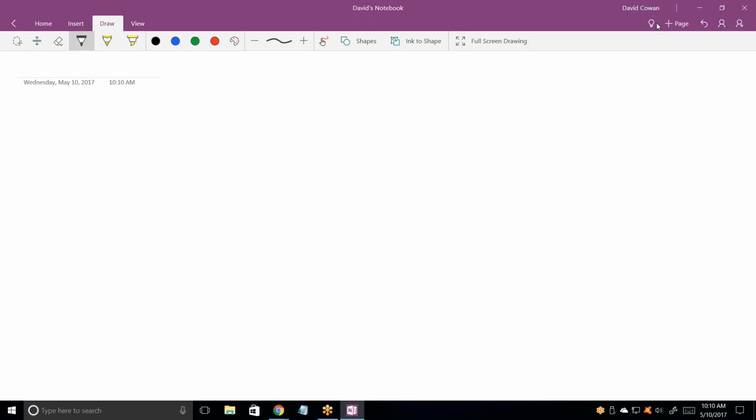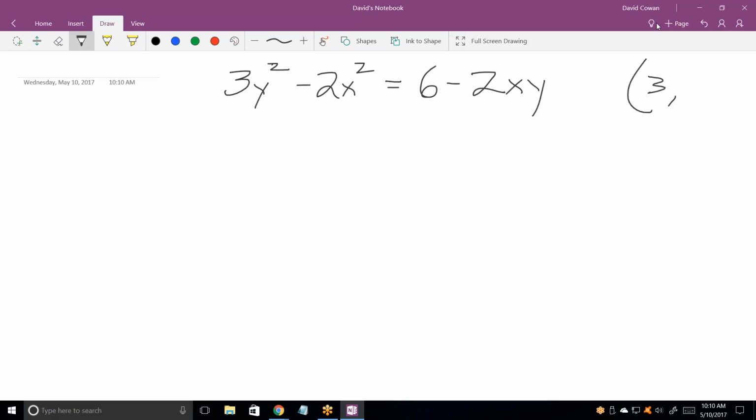Okay. So perfect. This next problem is, what is the slope of the tangent line to the curve 3y squared minus 2x squared equals 6 minus 2xy? And then it says at the point (3, 2). Okay.